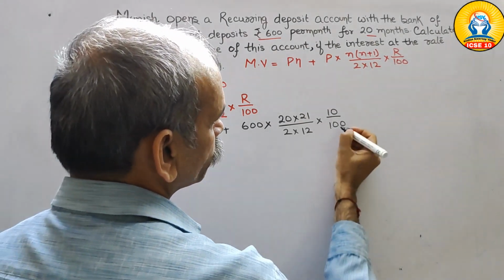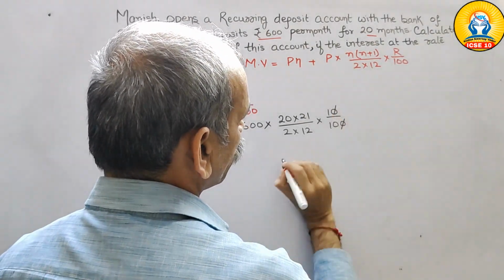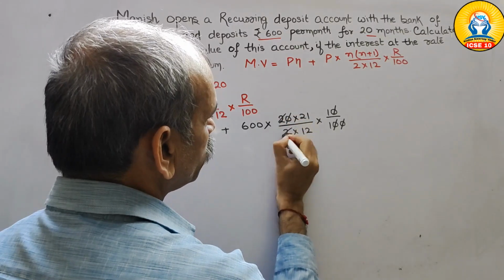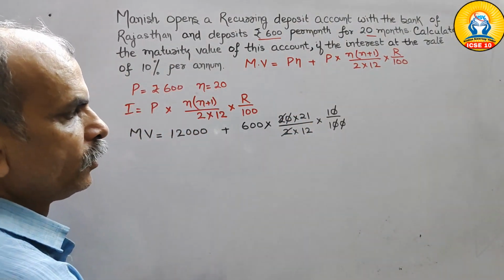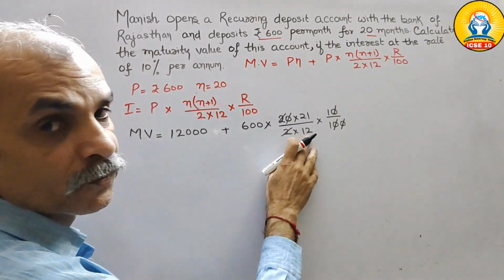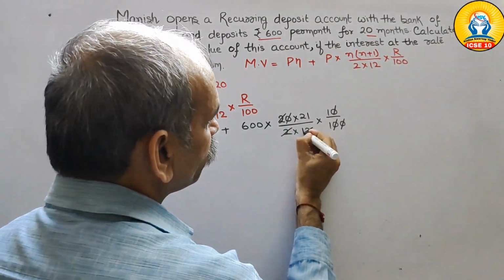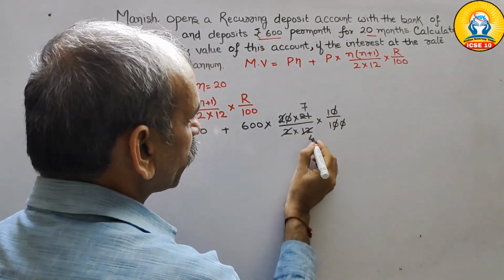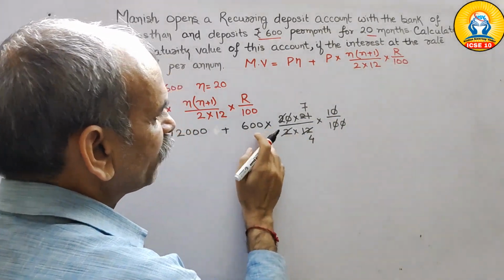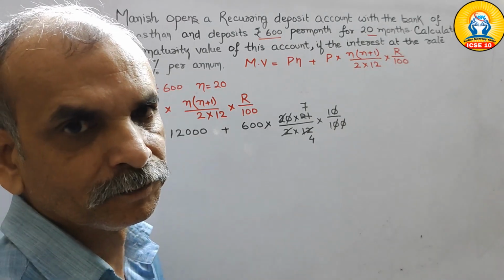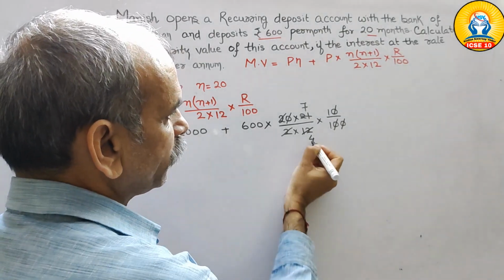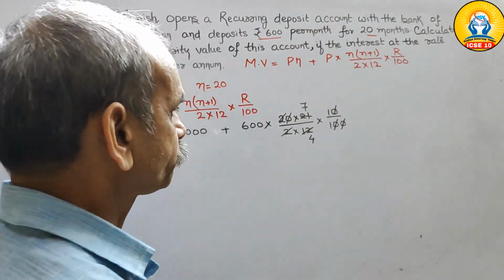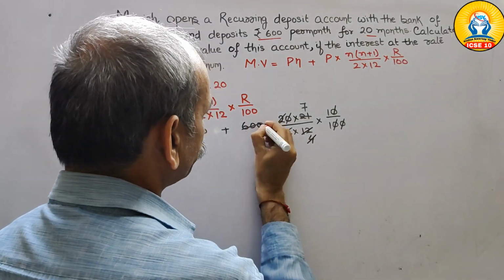Now reduce. So 10, 10 gone. One more 0 gone. Here 2 is there, 2 is gone. Now reduce it by 3, so here it will be 4 and this will be your 7. Now reduce this 600, we can write it as 6 into 100. Just reduce by 4. So 6 into 25 is 150. So here it will be 150.